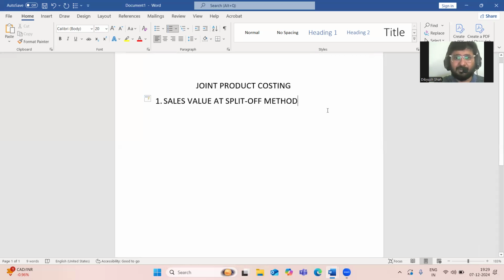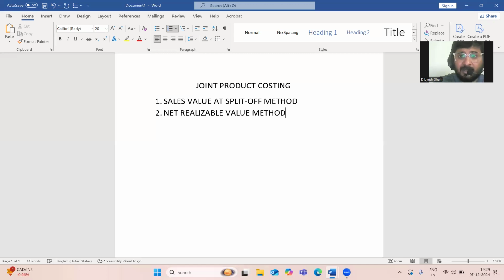Then I discussed with you the second method, net realizable value method, or NRV. This method is generally recommended when some or all of the joint products need further processing. So they are not generally saleable at the split off point. So they need further processing before they can be sold. This method is very much recommended.